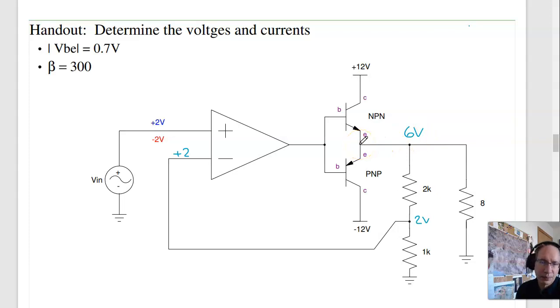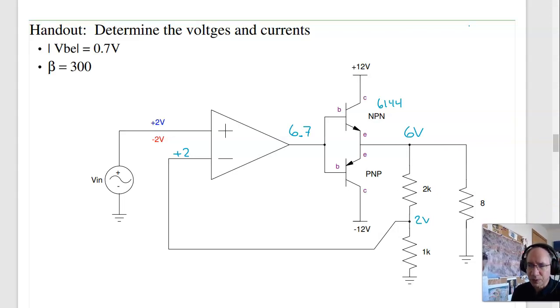Assuming VB is 0.7, so this will be like a 6144 transistor. I have a single transistor. This is a 0.7 volt drop, so this will be 6.7. Again, it depends upon the transistor you're using. TIP has a 1.4 volt drop. It's a Darlington pair. 6144 has a 0.7 volt drop. Okay. Anyway, so there's the voltages.